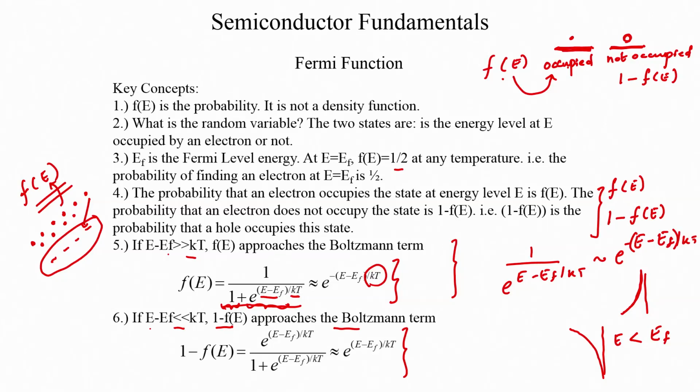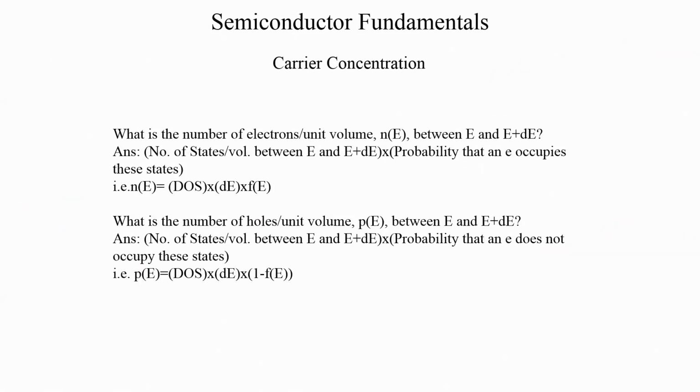All right. So, what do we have? We have the number of states, which is defined by the density of states. The density of states tells me how many states there are per unit energy per unit volume, and we have the probability that those states are occupied by an electron. Using these two, we can now begin to count the carriers.